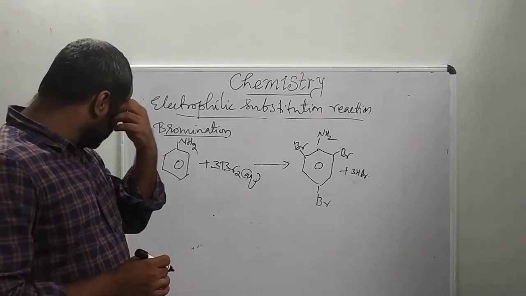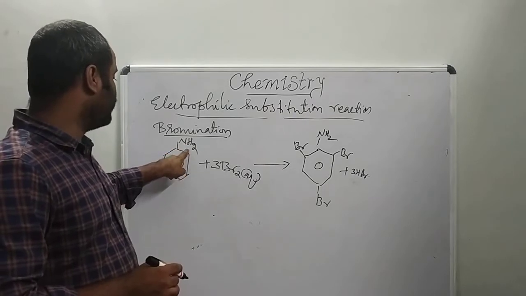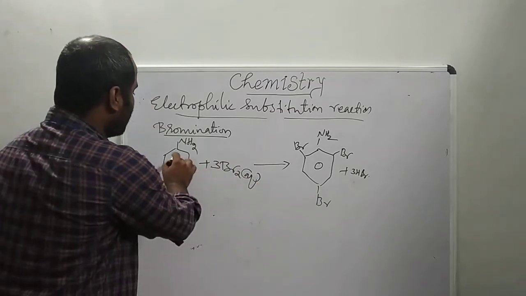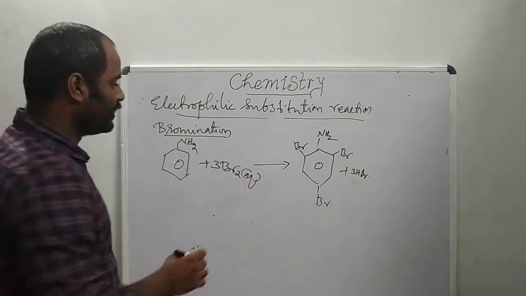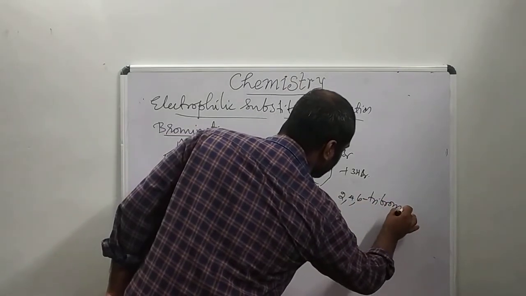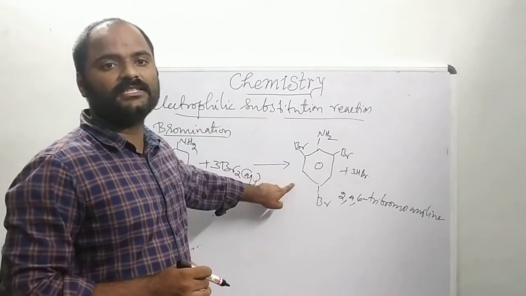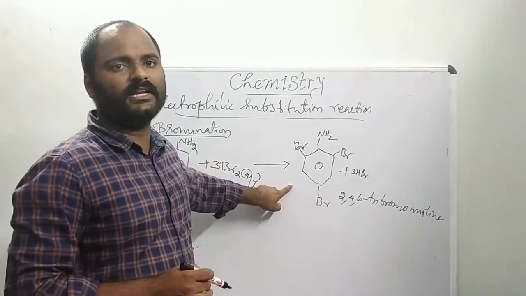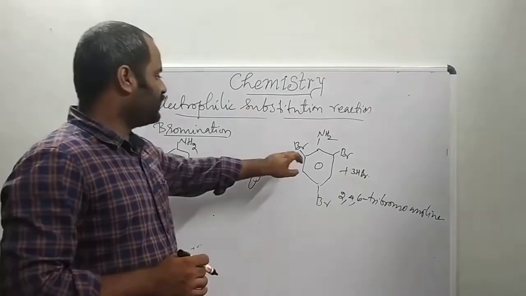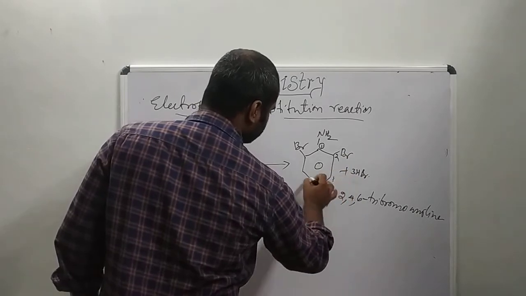So bromination is the substitution of any atom by bromine. Here aniline on reaction with bromine water gives 2,4,6-tribromoaniline. The name of the product is 2,4,6-tribromoaniline. Here this is the first position, next attached is the second position, third, fourth, fifth, sixth.